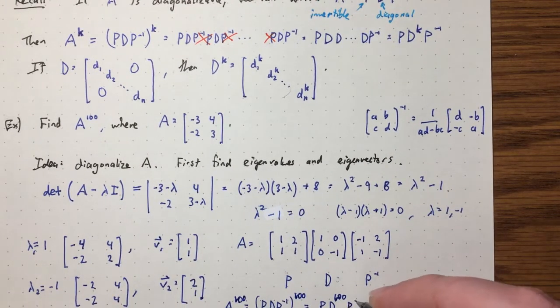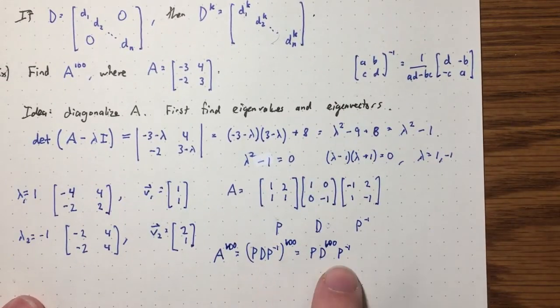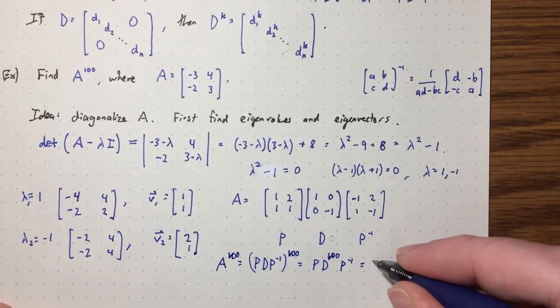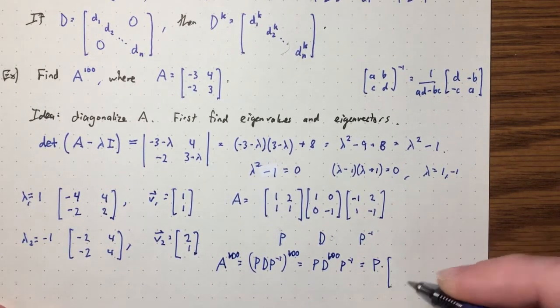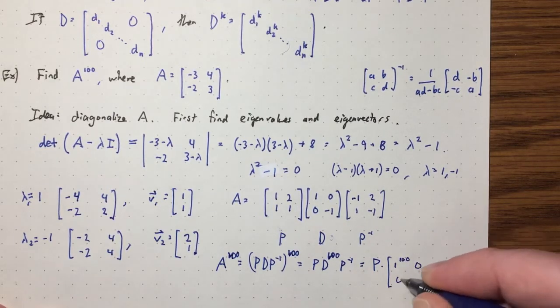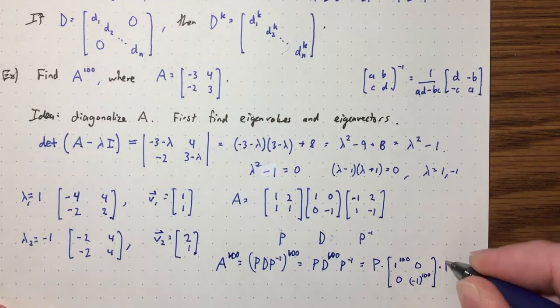P times D to the 100 times P inverse. That's the beauty of diagonalization. This becomes this. And what's D to the 100? So I'm just going to write P times this matrix to the 100. It's just 1 to the 100, 0, 0, and then minus 1 to the 100. But minus 1 to an even power is just 1.